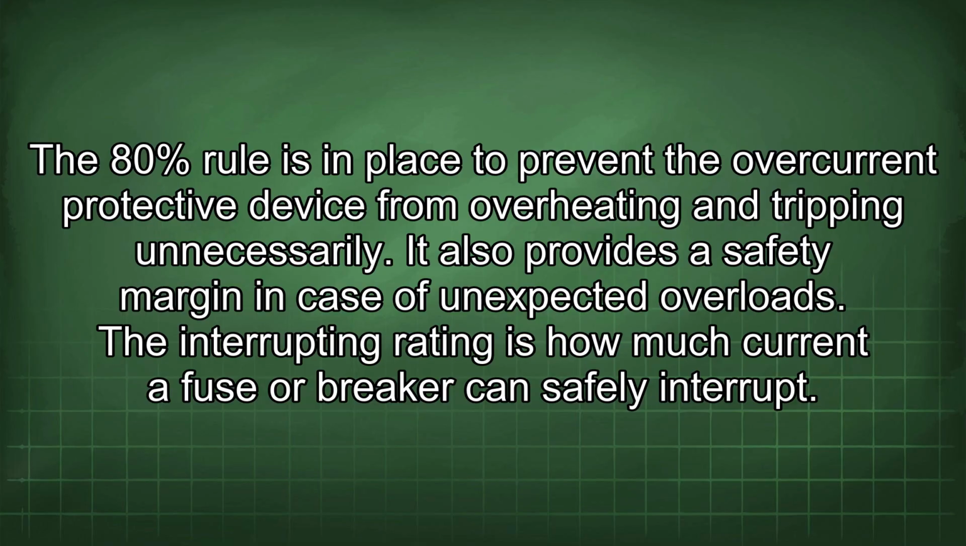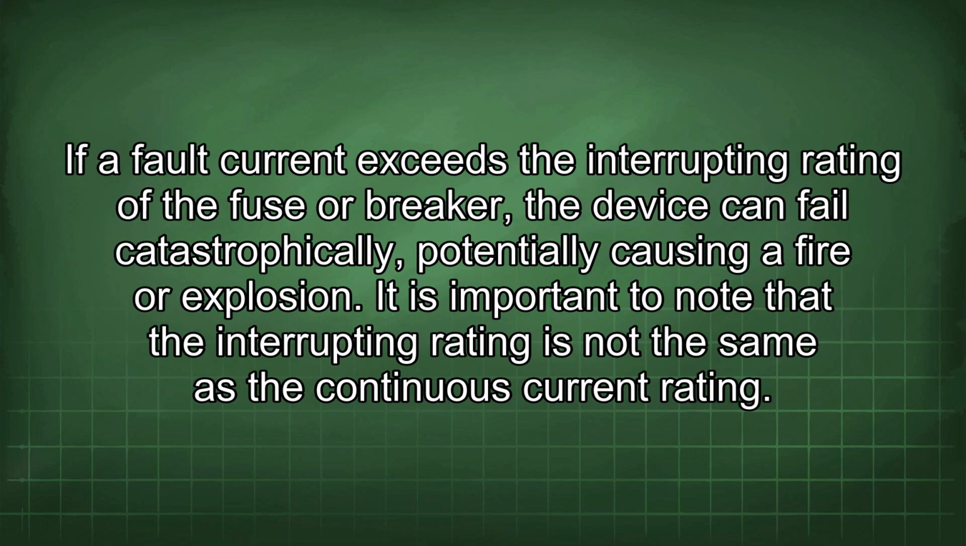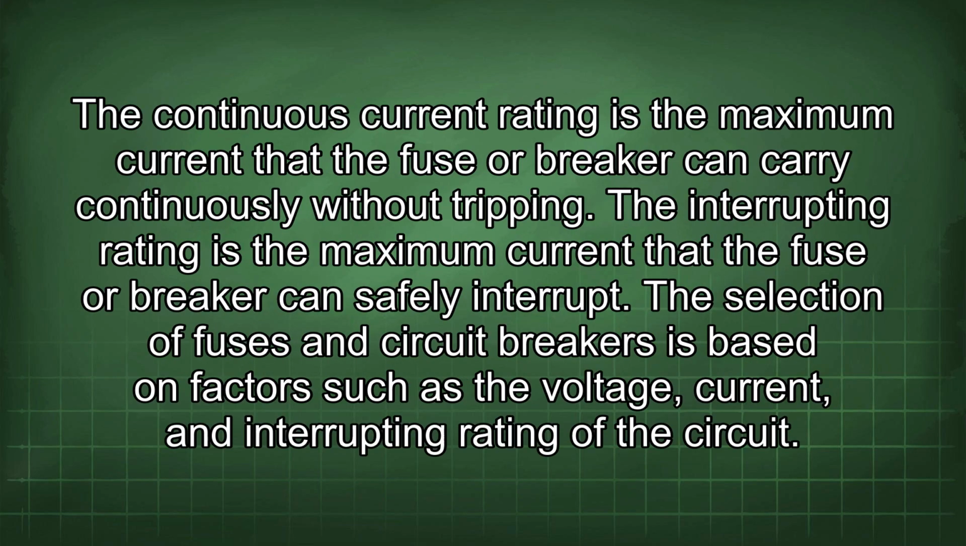The interrupting rating is how much current a fuse or breaker can safely interrupt. If a fault current exceeds the interrupting rating of the fuse or breaker, the device can fail catastrophically, potentially causing a fire or explosion. It is important to note that the interrupting rating is not the same as the continuous current rating. The continuous current rating is the maximum current that the fuse or breaker can carry continuously without tripping. The interrupting rating is the maximum current that the fuse or breaker can safely interrupt.